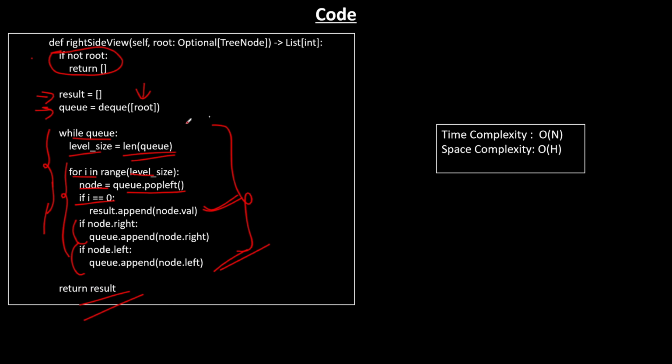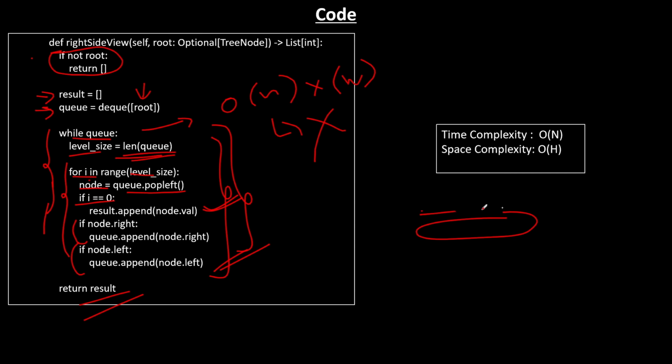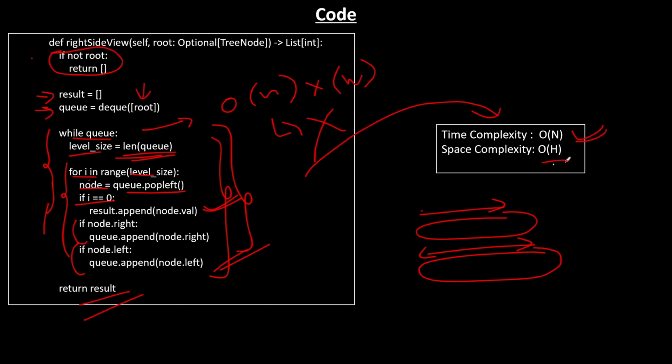Now, it might seem to you that since you're traversing the queue, it is O of N, and then you're traversing for i, it's again O of W, but it's not. It's only one single traversal, because you are just checking the length of the queue and iterating from left to right, checking the nodes from left to right. That's why the time complexity comes out to be O of N and the space complexity is O of H.